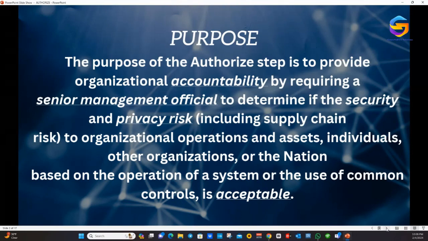Again, if you look at this purpose, what stands out is accountability by requiring a senior management official. In this case, the stakeholder in charge of this is the authorizing official. He has the sole responsibility to accept risks or deny risks. In his absence, nobody does that. That is why the emphasis in this slide is accountability by requiring a senior management official to determine, the determination here comes in, if the security and privacy risks to organizational operations and assets, individuals, other organizations, or the nation, based on the operation of a system or the use of common controls, is acceptable. So this is a must know.